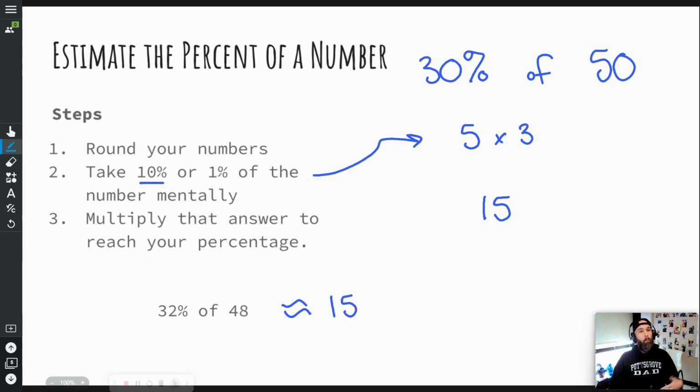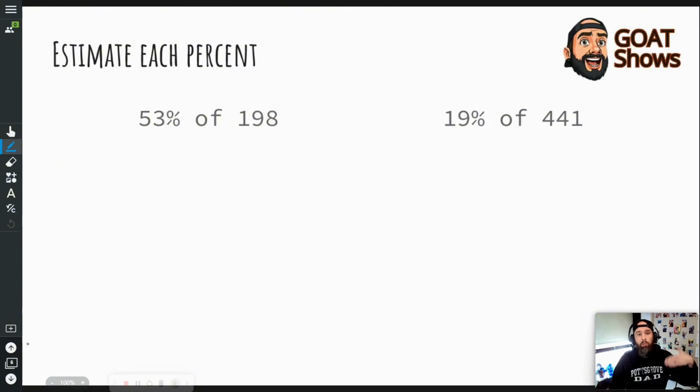Okay? And one more time, these are your steps. You round your numbers. You take 10% and sometimes 1%, but I think today we're just going to take 10% the whole time. You're going to take 10%, which means hack off a 0. And then whatever that number is, you multiply that answer to reach the percentage you want. So if I wanted 40%, I'd multiply 4. If I wanted 80%, I'd multiply 8. Okay? So let's do this over and over again. This is how we're going to estimate. We're going to write it down, but we're going to try to kind of do it in our head, if that makes sense.